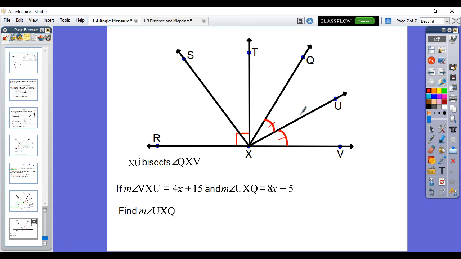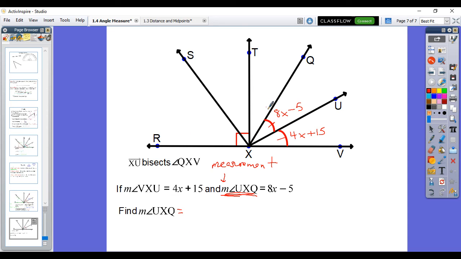So let's say the measure of VXU is equal to 4x plus 15, and the measure of UXQ is equal to 8x minus 5. What is the value of UXQ? They're asking, what is this ultimately equal to? This little m right here stands for measurement. So the way you read this is, the measurement of angle VXU equals this. When we're talking about the measurement, we're looking for an actual number, an actual value.